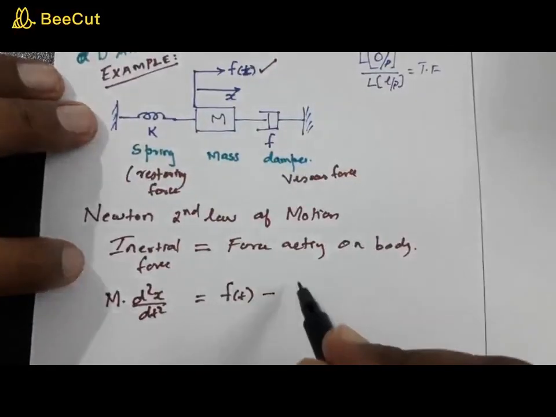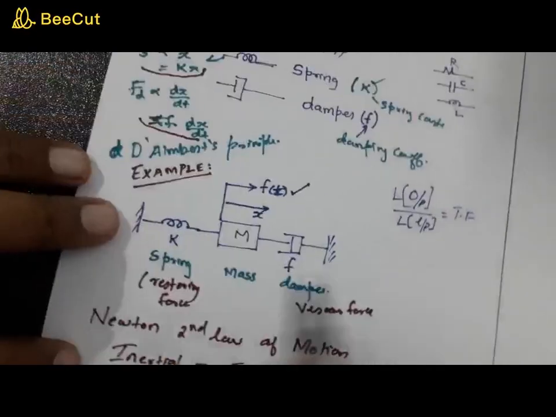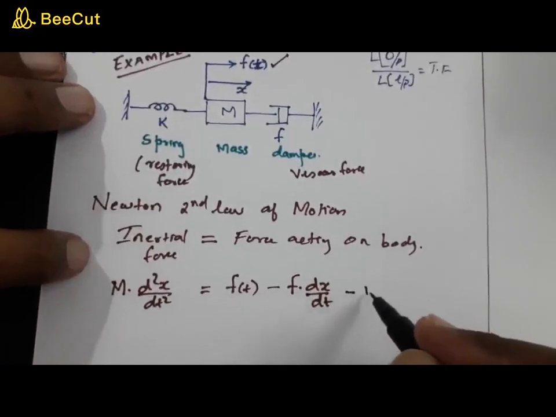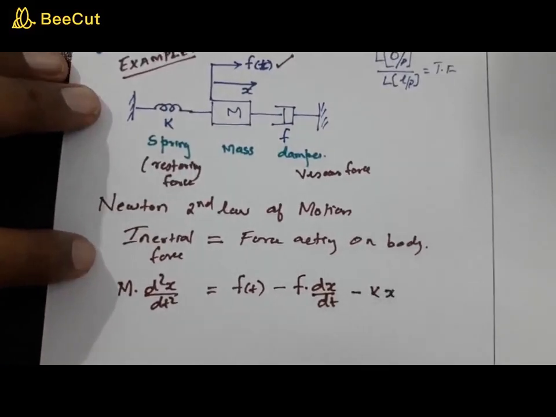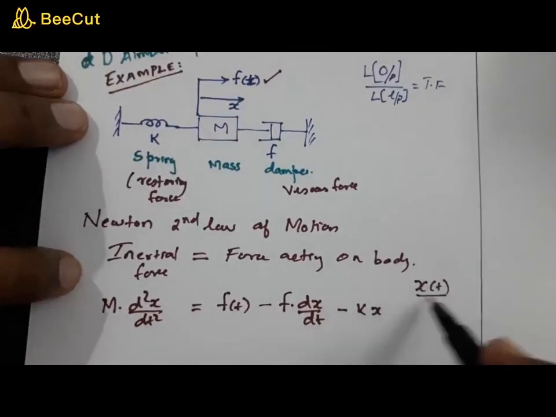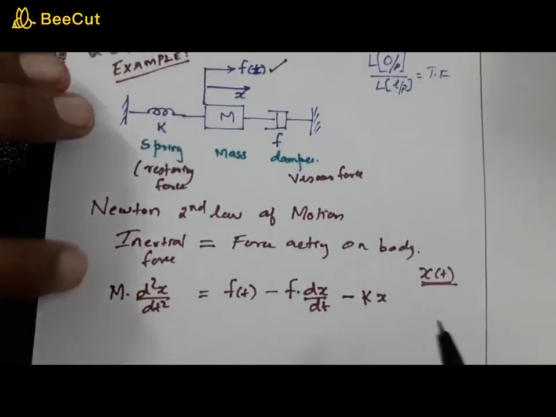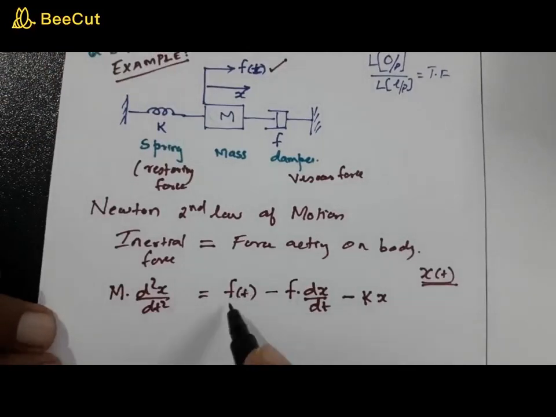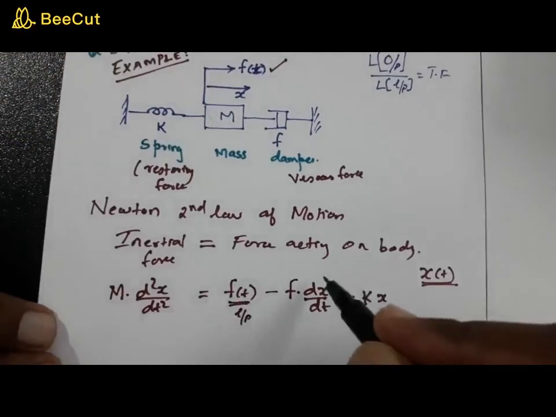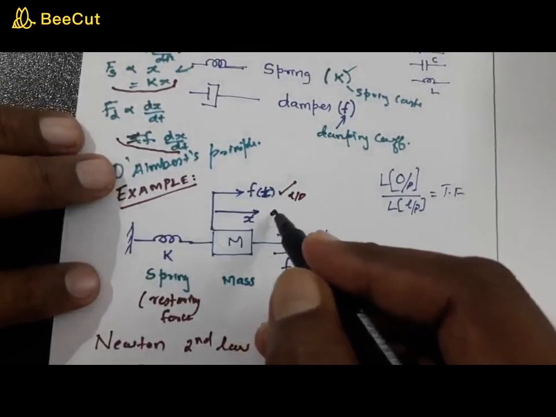What is the force due to the damper? The equation is minus f into dx by dt. Then what about the spring? The spring is minus k into x. Mind you, this x is actually a function of time, that is the displacement, x of t, but for the meantime I'm just writing it as x. So this is how it goes. Now this one is the input, and the output is the displacement.